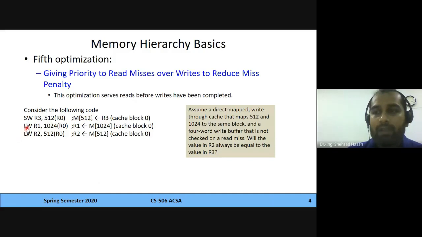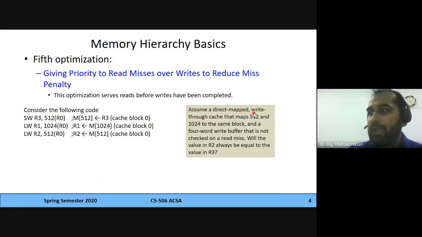And then the next instruction is load word, which is going to take the value from location 1024 into R1. And then we have another load word, which is going to take the value of location 512 into R2. So there are three instructions over here, right? Now, before going into the detail of these three instructions, I need you to read this.